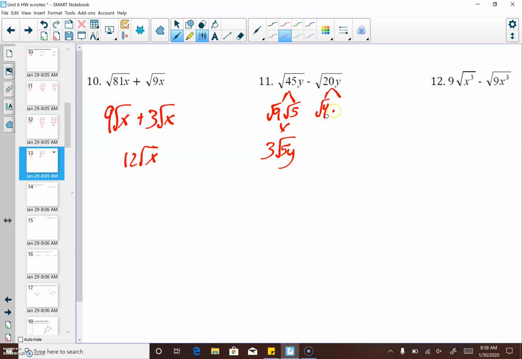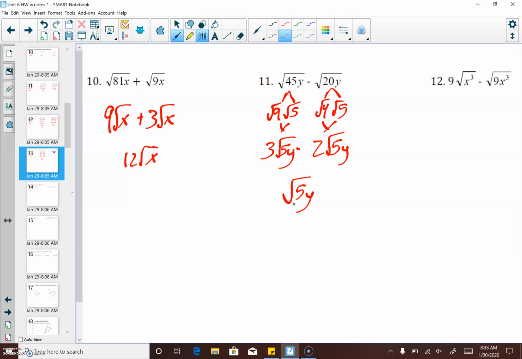So same thing here, the 20 splits into 4 and 5. We get 2 and then 5y. So we have to make sure our 5 stays inside the radical, but since our y's are not perfect squares, they also have to stay inside. So 3 square root 5y minus 2 square root 5y gives us 1 square root 5y, or in other words, just the square root of 5y.